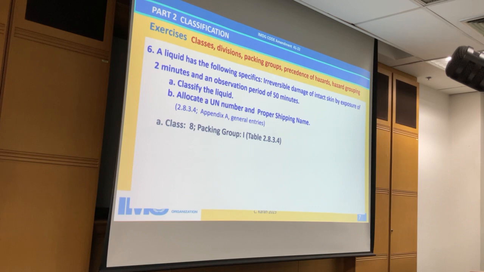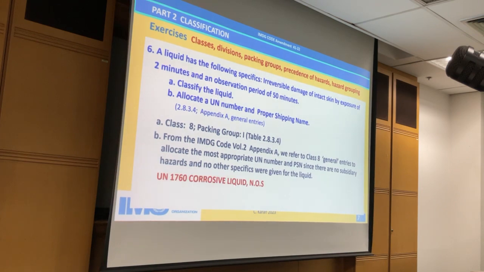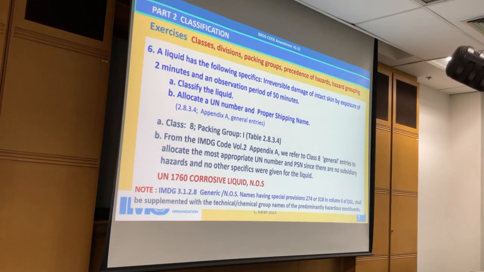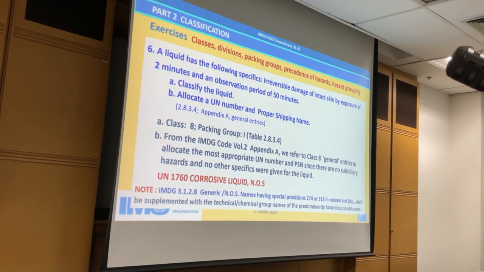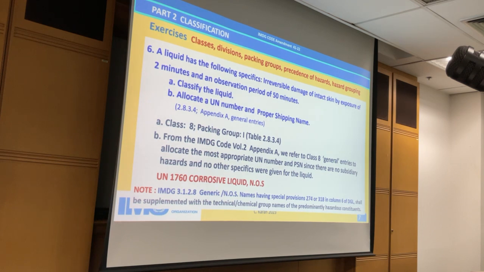Class 8. You can of course go. Do we find the name? UN number. A very general name. Very general name. UN 1760, corrosive. Did we find it with no subsidiary hazard? Only one hazard. Are we okay?